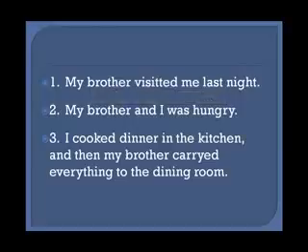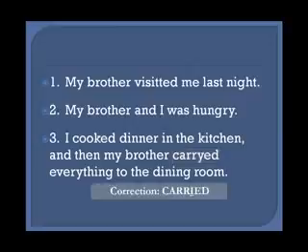2. My brother and I was hungry. Mistake, was. The correction, were. My brother and I, that's a compound subject. 3. I cooked dinner in the kitchen, and then my brother carried everything to the dining room. The mistake? Carried. The correction? Carried with an I. Another spelling mistake.